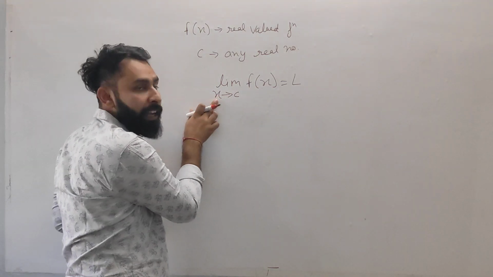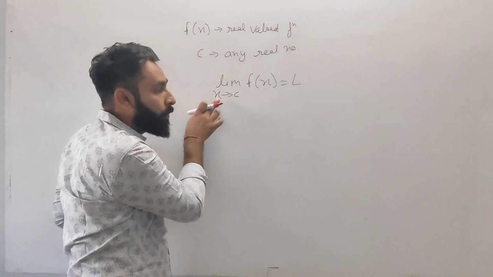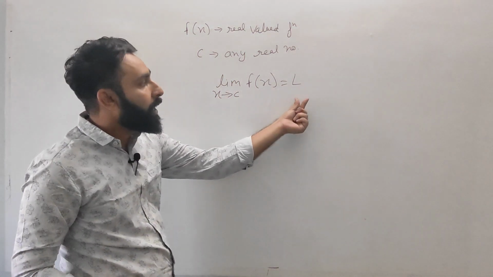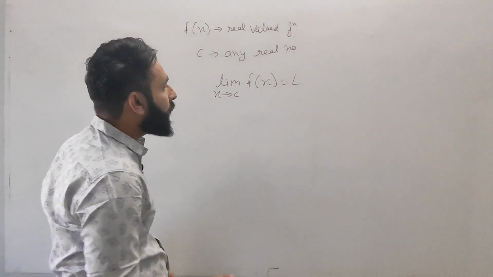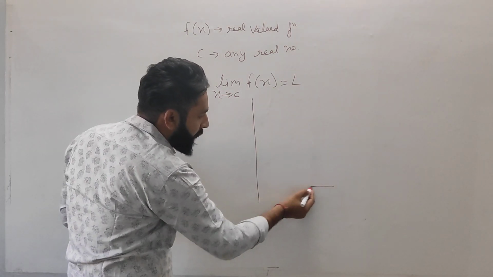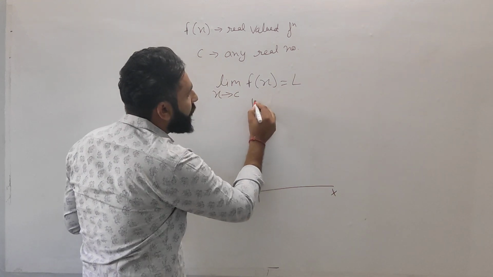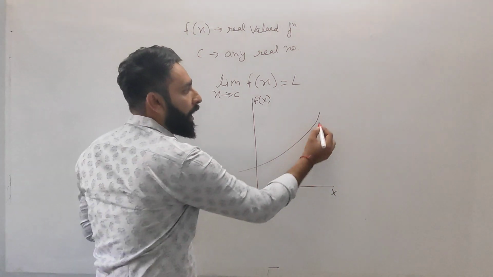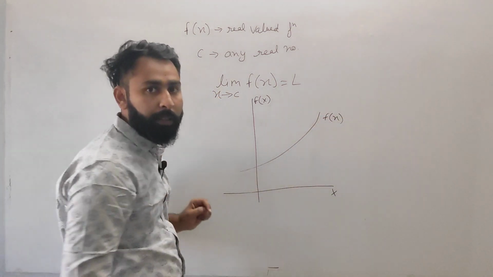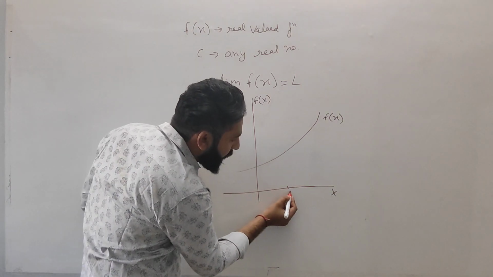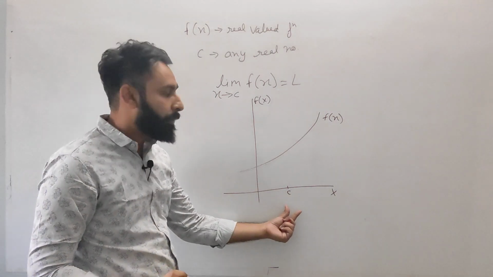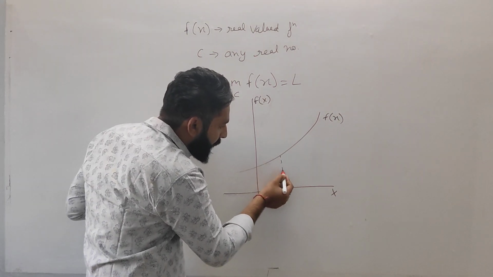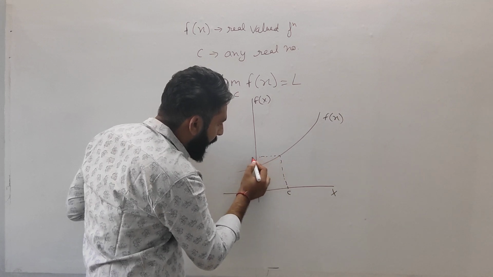It means that when x approaches towards c, the function value also approaches towards the limit L. Okay, we can visualize this through a graph. This is our x-axis and this is our y-axis. Let's take a random graph. This is f of x. We take a point c on the x-axis, an arbitrary point. The value of the limit at point c is L.